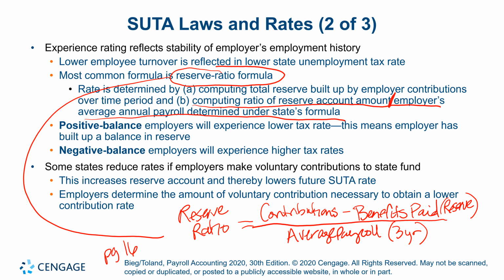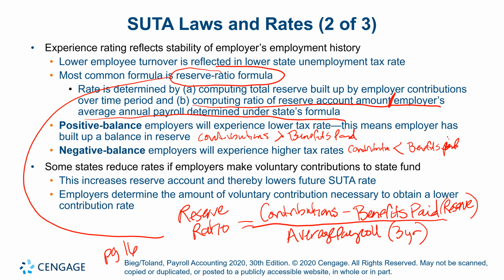So positive balance employers are employers that have more contributions than benefits paid, right? So contributions are greater than benefits paid out, right? This means that the employer has built up a balance in reserve. Negative balance employers, contributions are less than benefits paid, right? And negative balance employers will experience, of course, higher tax rates then in that case.